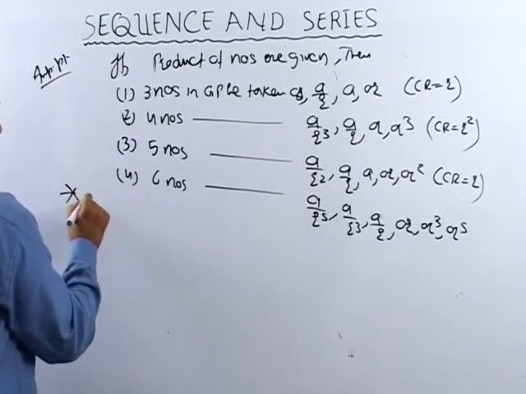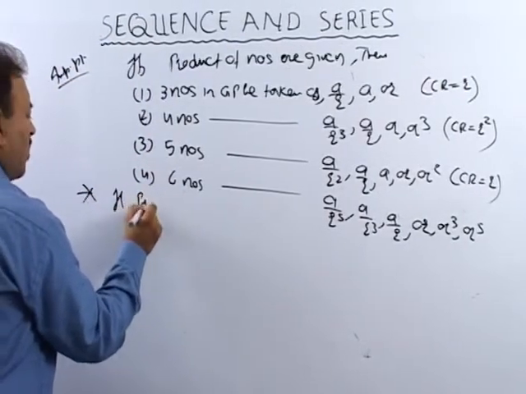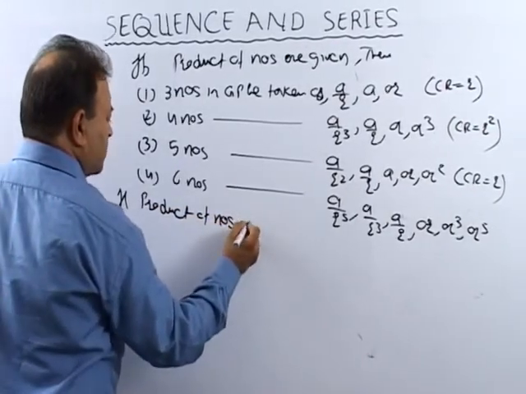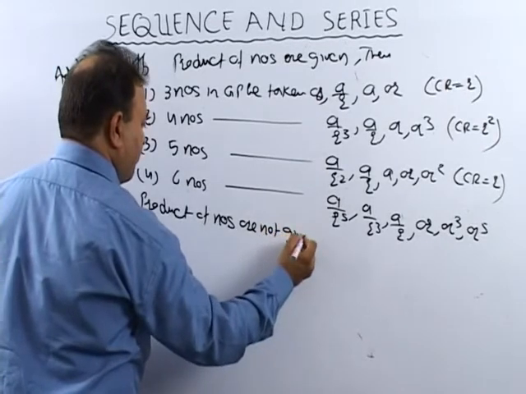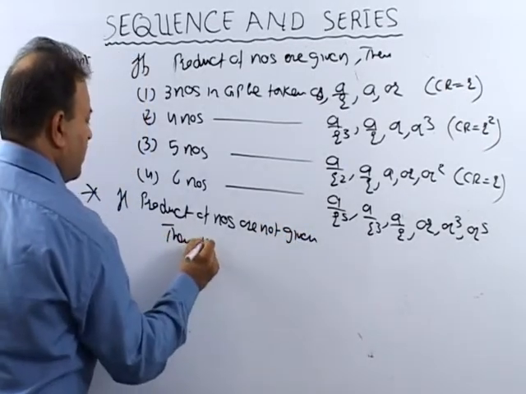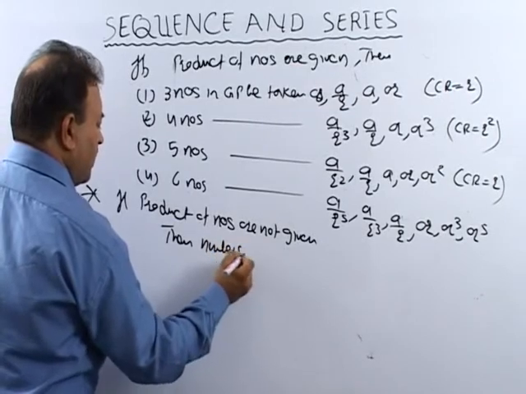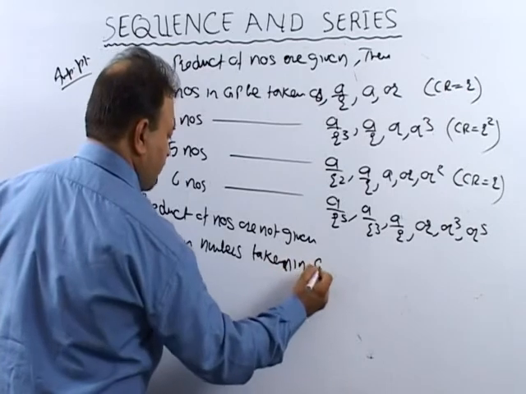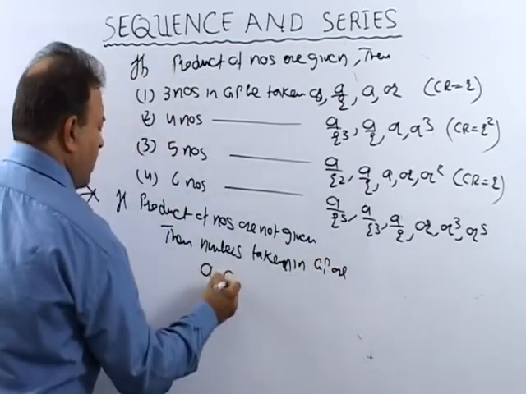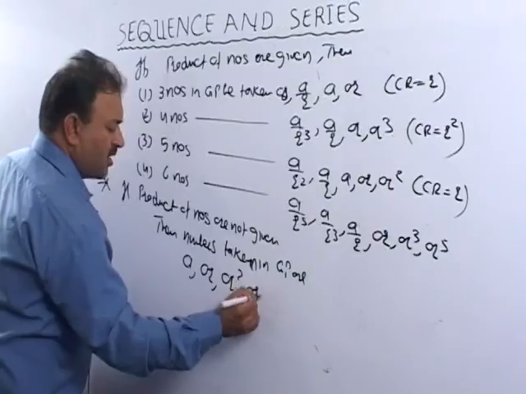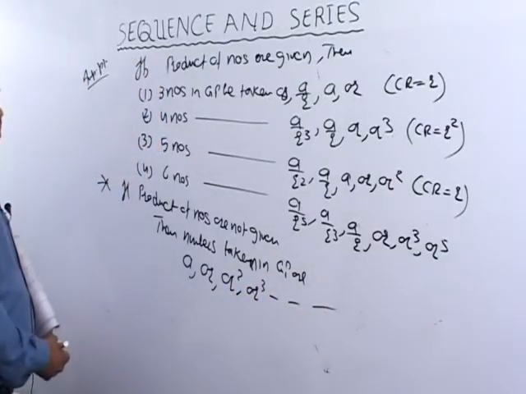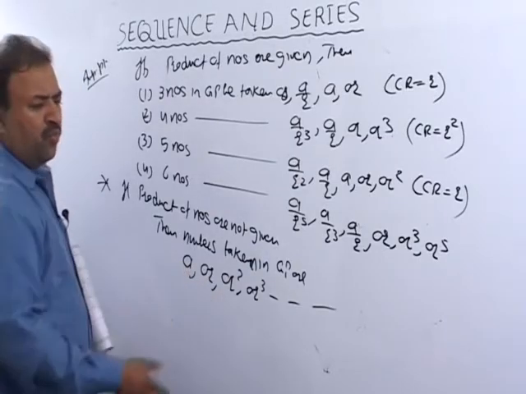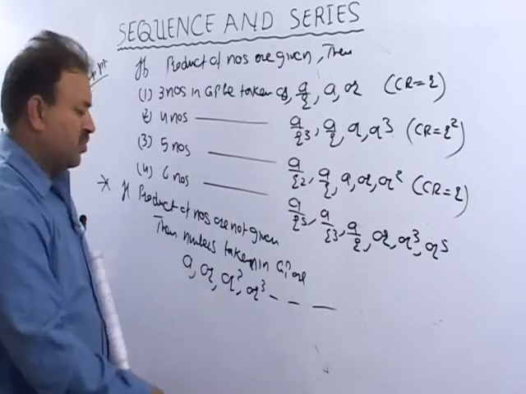Now another important point: if the product of numbers is not given, then the numbers taken in GP are A, AR, AR square, AR cube, like this. This is a very important point. You will find this point is going to be used in many questions.